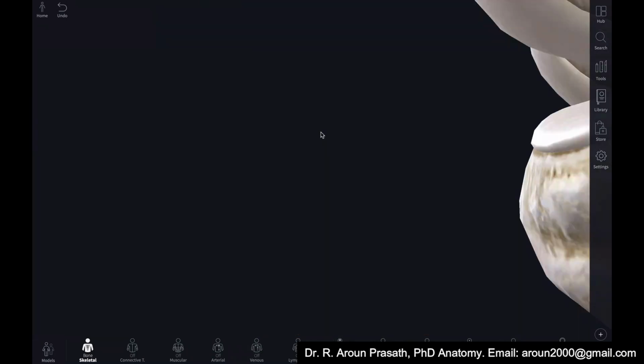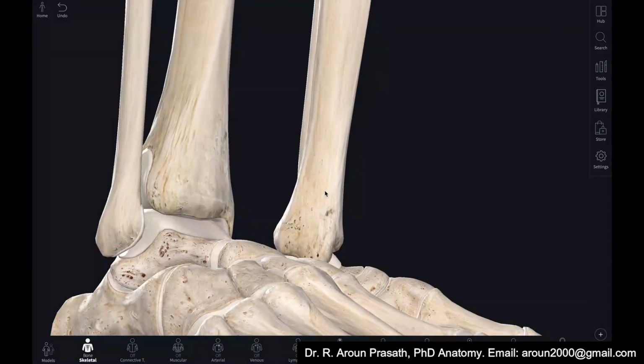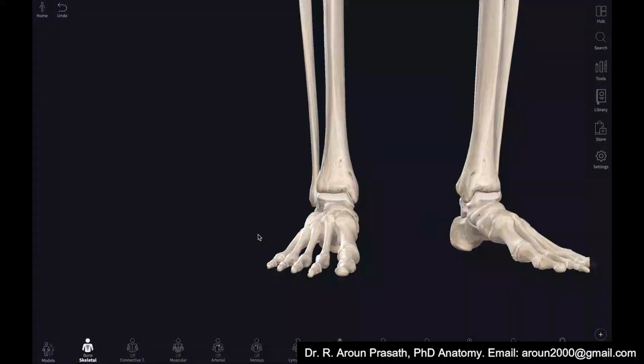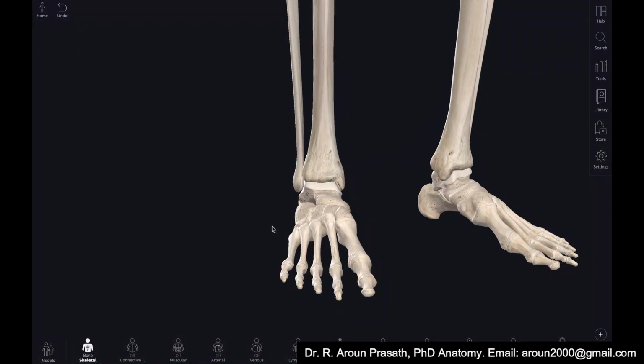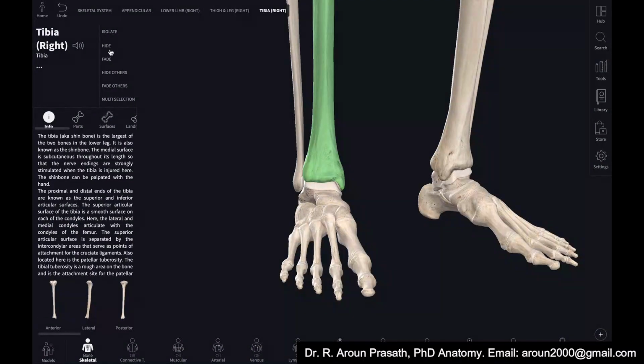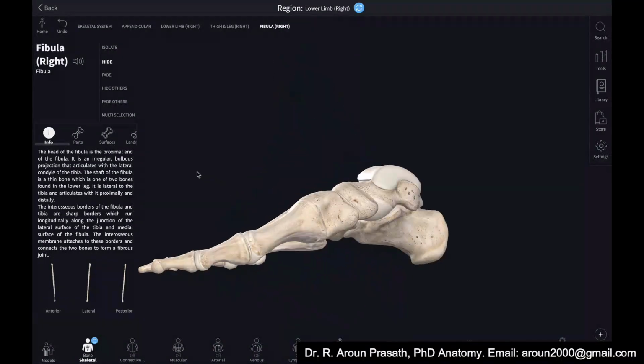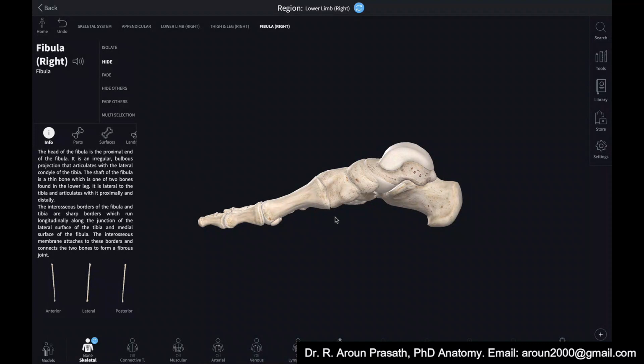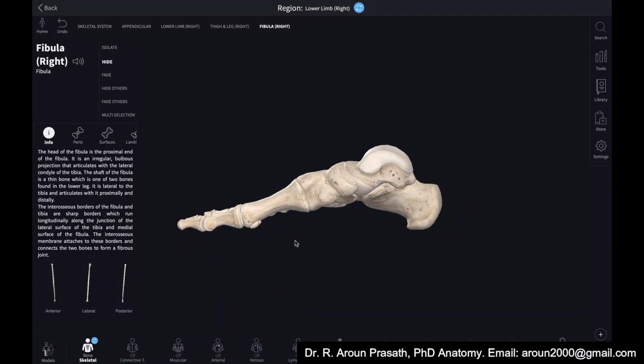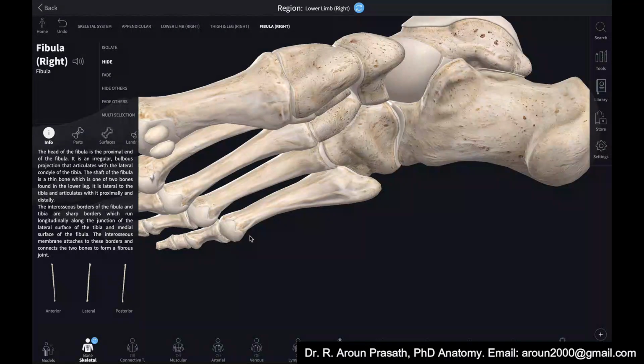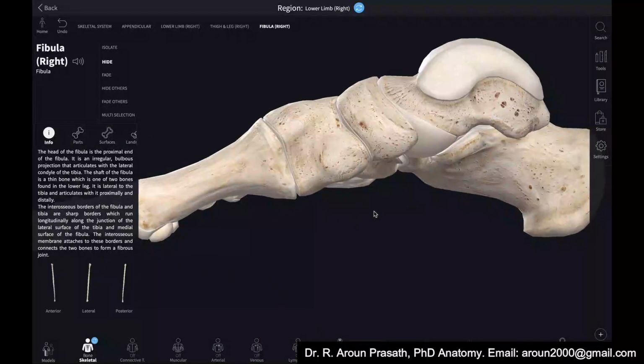So now coming to the tarsal bones, there are 7 tarsal bones. I would like to remove these bones. I'll remove this fibula, and these are the tarsal bones and the metatarsal bones. These bones form the foot.